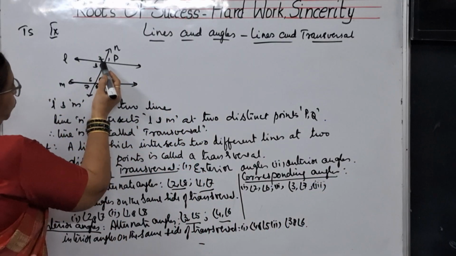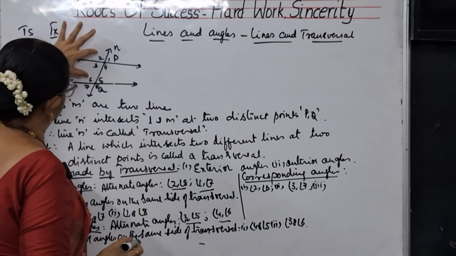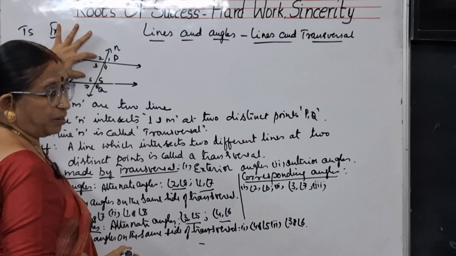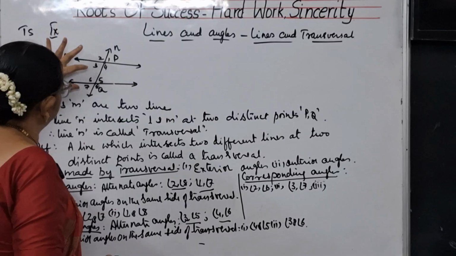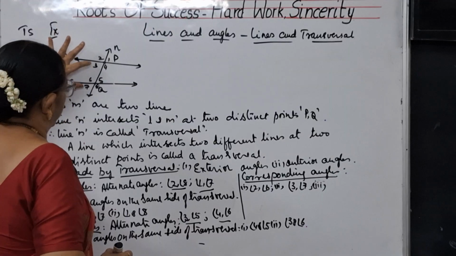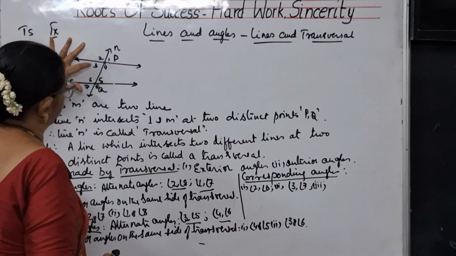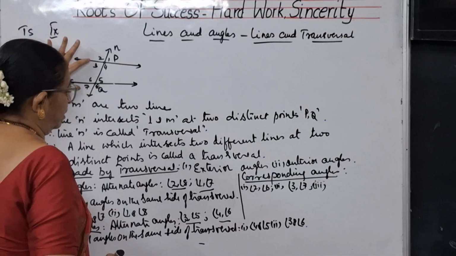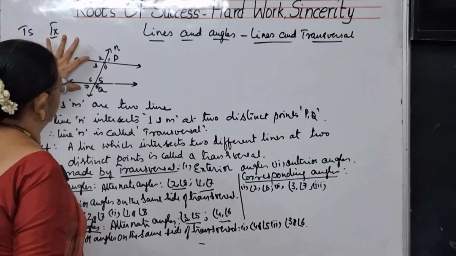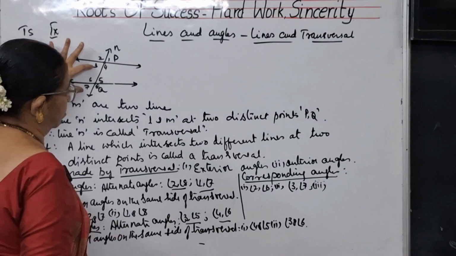See, angle 2, comma angle 6. These are one exterior, one interior on the same side of transversal. They are corresponding angles. Similarly, angle 3 and angle 7, they are also on the same side of the transversal, but one interior and one exterior. That is why this will not be included in interior and exterior angles. So, angle 3 and angle 7.